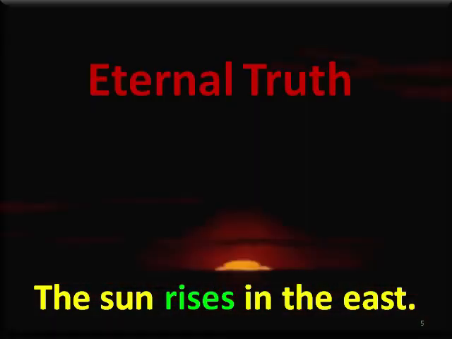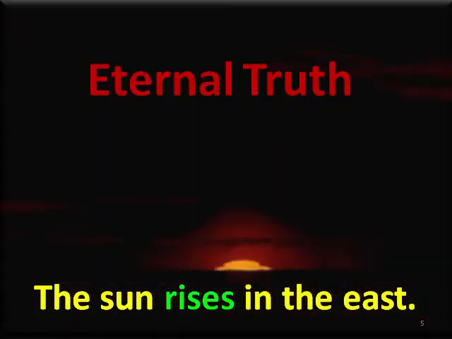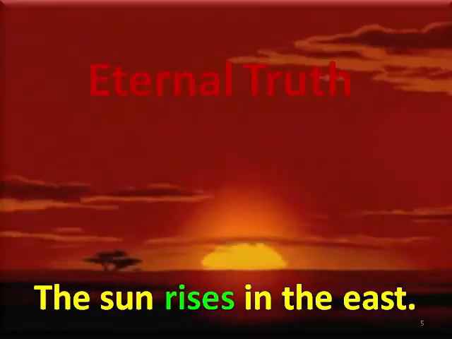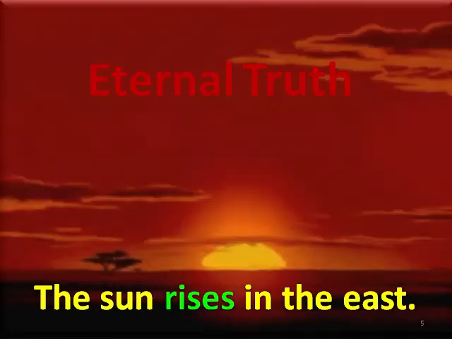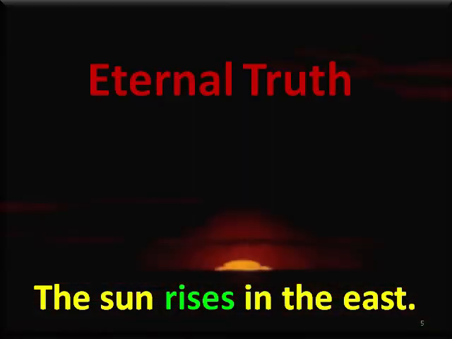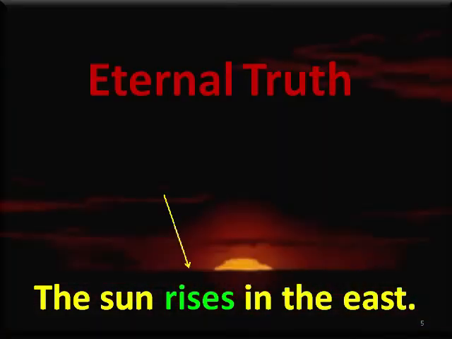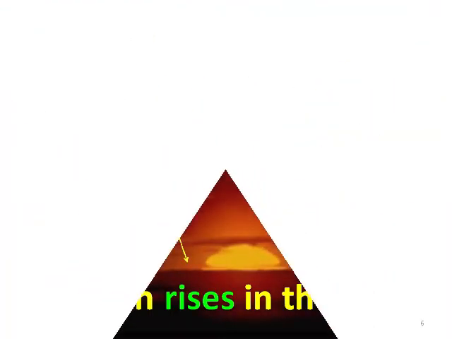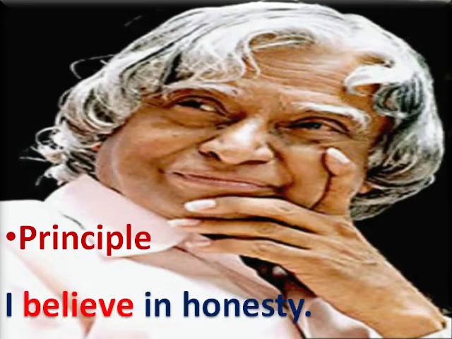Now come to the identification. Number one, the statement is eternal truth. So if any statement expresses eternal truth, that will be a simple present tense statement. And number two is the fifth form of verb again, which is only used in simple present tense. Now the fifth rule, which is principle. It means a belief or faith in something, especially in good work. For example, I believe in honesty.